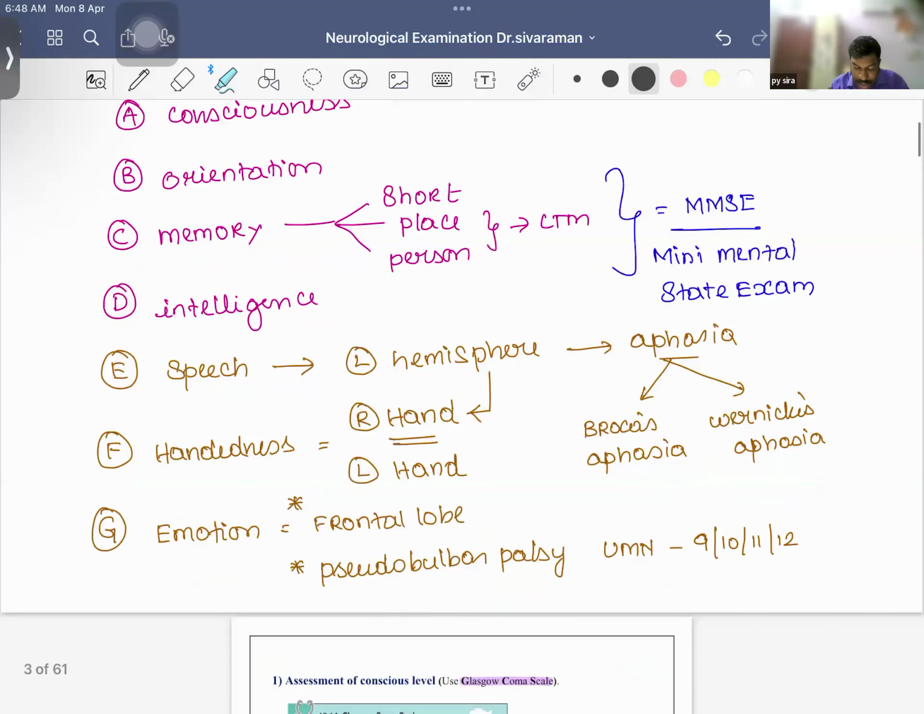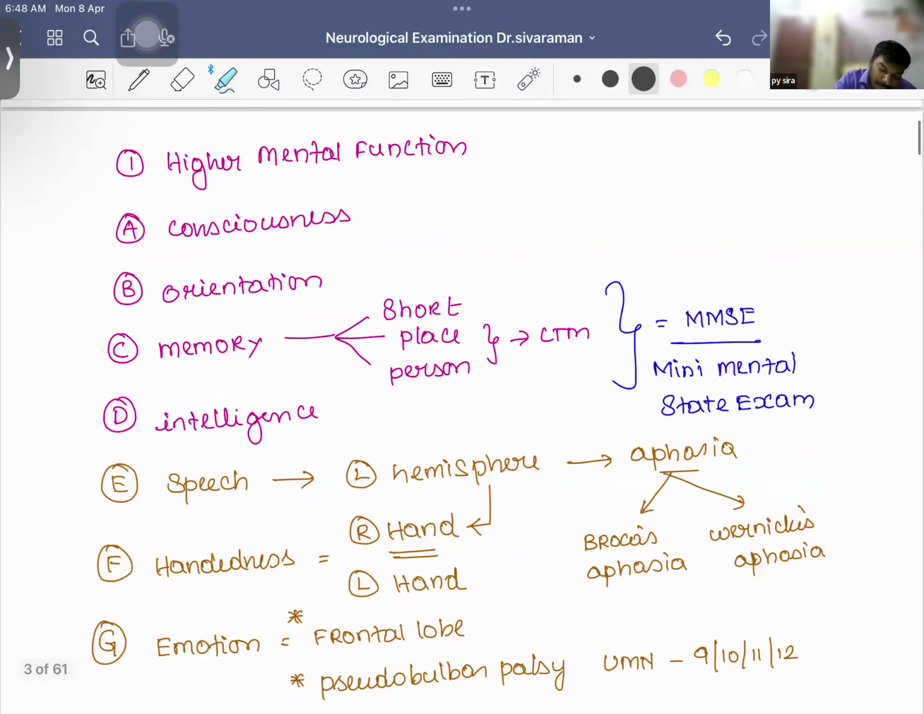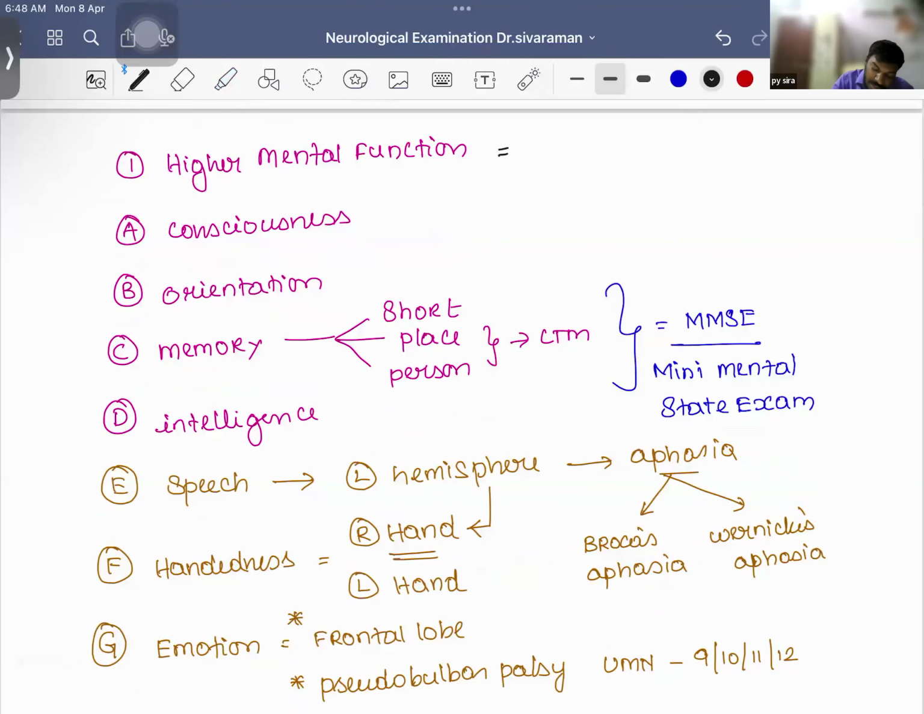Okay, very, very important. And emotion. So consciousness. Higher mental function is checked by different kinds of things like the MMSE scale, where memory is also checked and higher mental function is also checked. Then next is consciousness. The patient is conscious and oriented, which is very, very important.